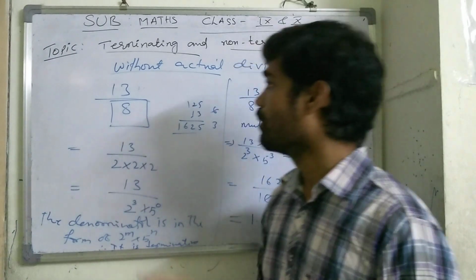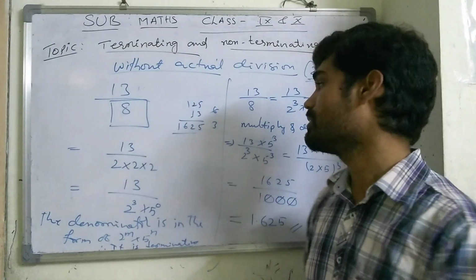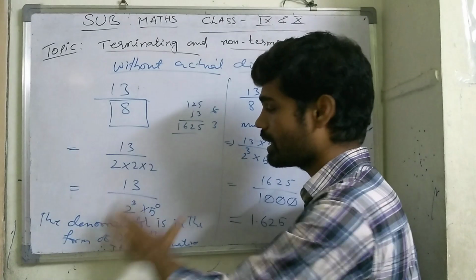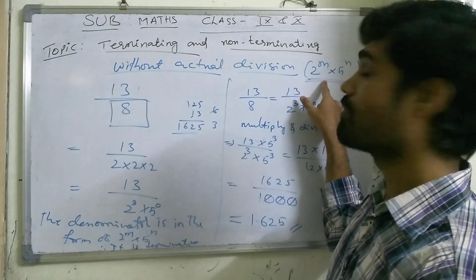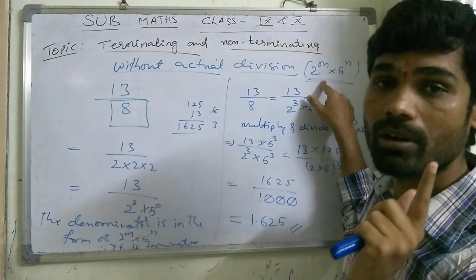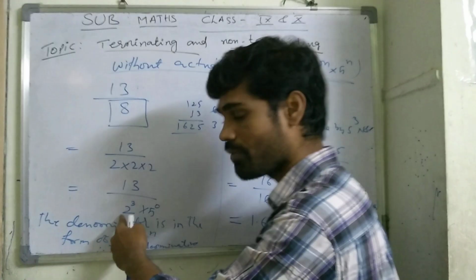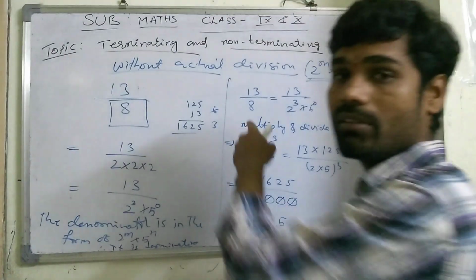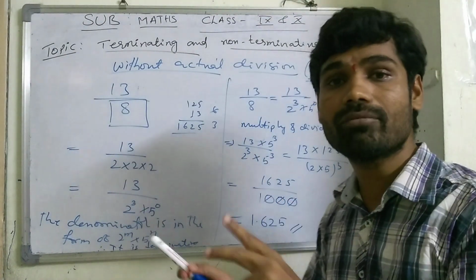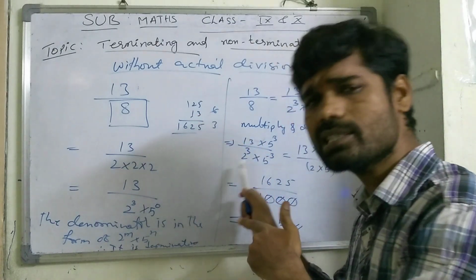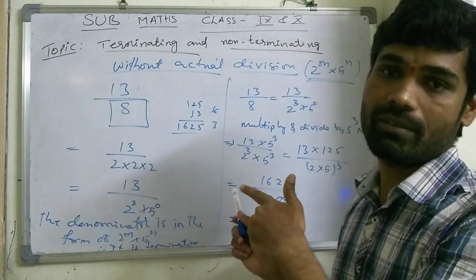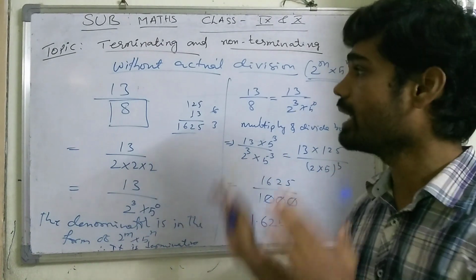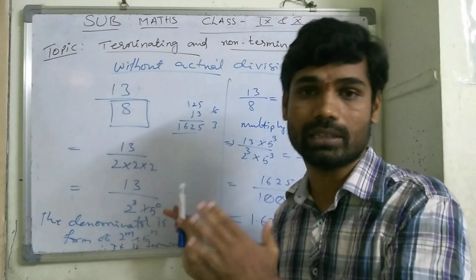Very clear? So we have to say this without the actual division method. Did we do a division method here? No. What we did is check whether it is terminating or not: the denominator must be in the form of 2 power m into 5 power n. Yes, it is in the form, so it is terminating. When it is terminating, what is the decimal value? Both the powers of 2 and 5 should be equated. If 2 is less, multiply with 2. If 5 is less, multiply with 5. When both the powers are equal, then we can write the answer. So I hope you have understood. It is without the actual division method.